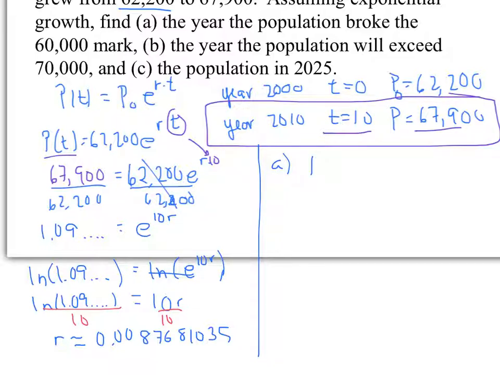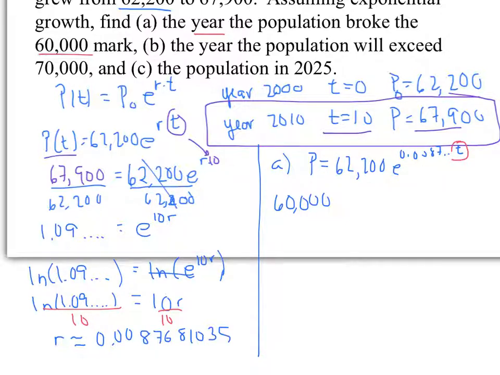So our model, now we know what our model is. Our model is 62,200 e to the r, which is this number, 0.0087 times t. Okay, that's our model. And the first question is, they want the year where the population is 60,000. So what they're telling us is this is 60,000. Find the year. Find t.